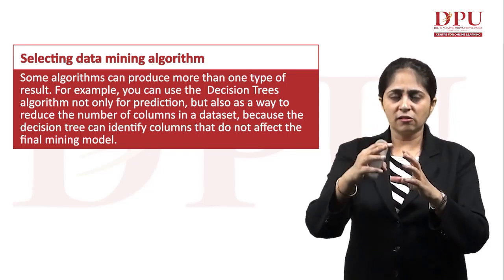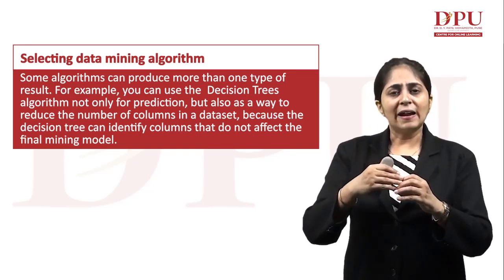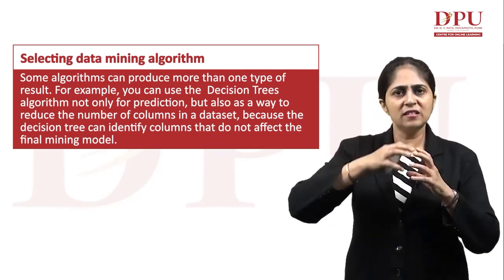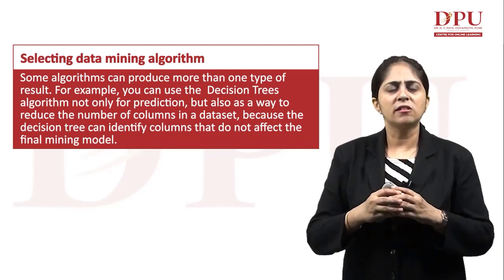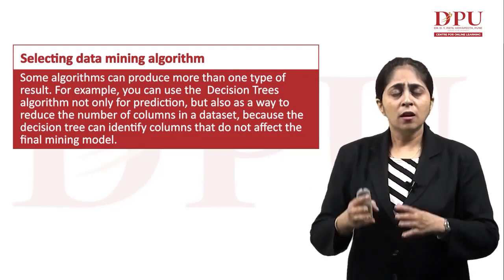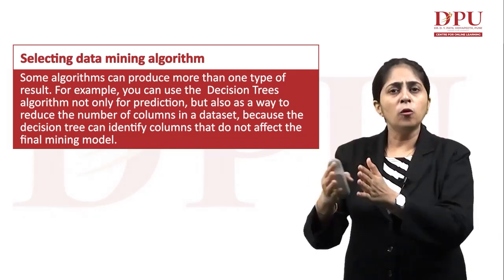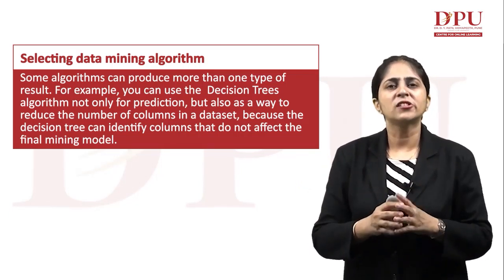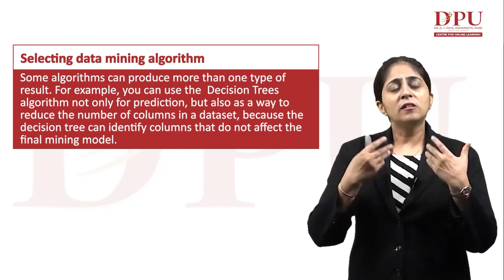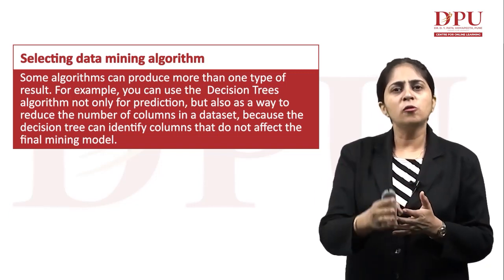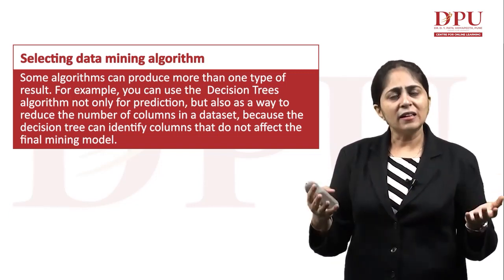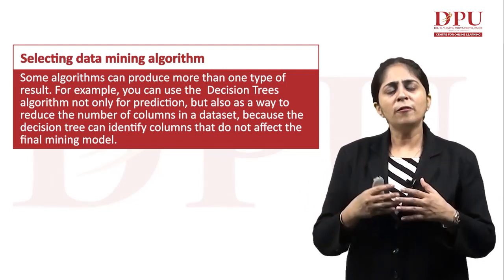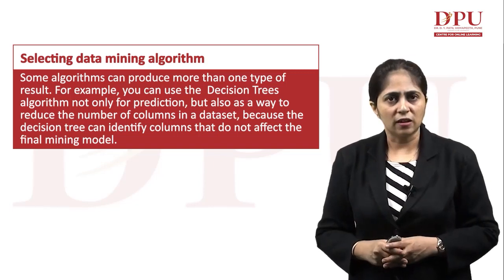Because the decision tree knows that the outcome of the tree is affected depending on certain columns of our table. If there are more columns which are not required, which are not performing any function in the outcome, the decision tree will automatically reduce those columns. So that is how even one algorithm can be used to produce more than one type of result.